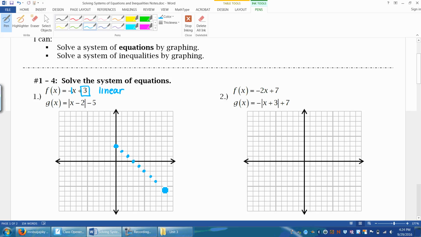And because this is a system and we don't know where it's going to intersect, I need the line to extend over the graph paper. So I'm also going to go up 1 and left 1 space. And this should be a line because it's linear. It should not be the V shape. It does not have the absolute value.